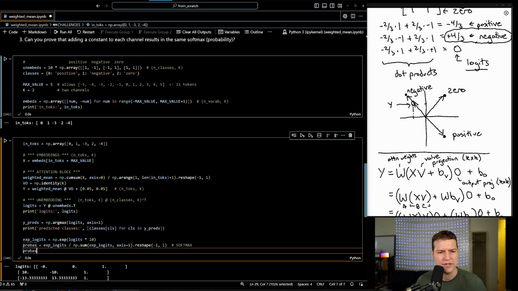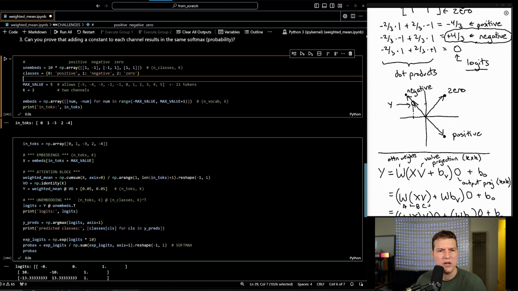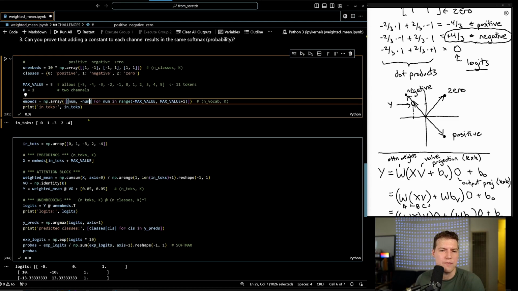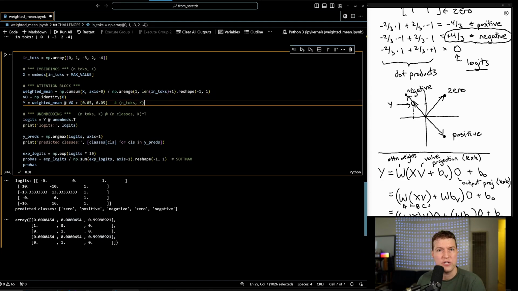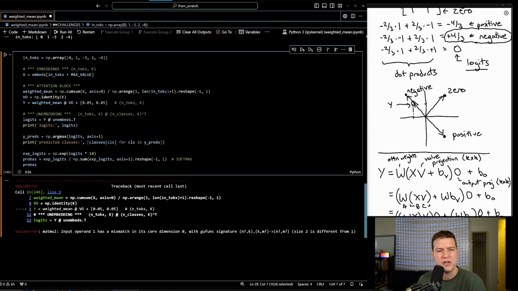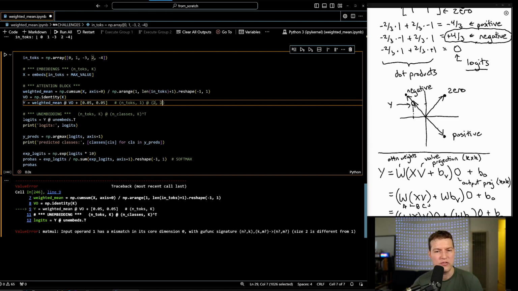Can we make the embeddings a single channel? And yeah, that's a good idea because these embeddings currently are just redundant. They're the same thing twice. So if I remove one, then the problem is when I run this, these matrix multiplies aren't going to work, right? Because if you think about this, the weighted mean is ntox comma 1, but my VO matrix is a 2,2 matrix. Okay, and you can see the inners 1 and 2 don't match up.